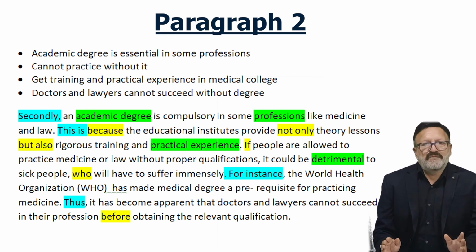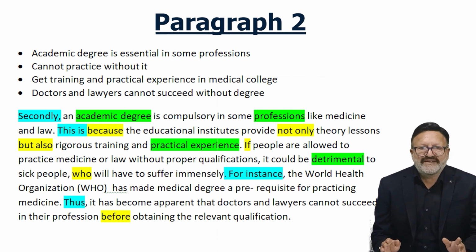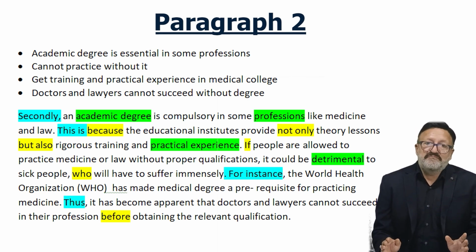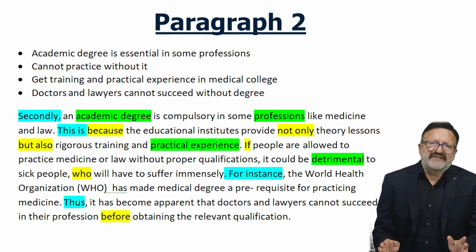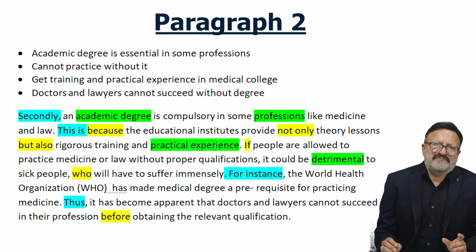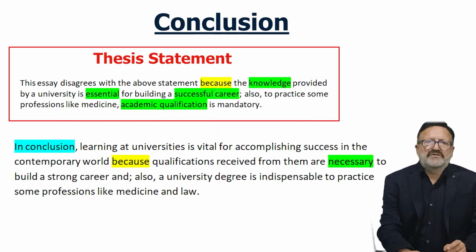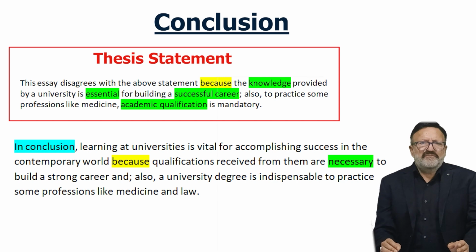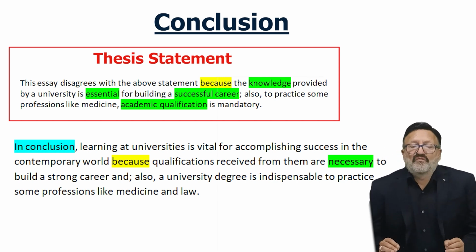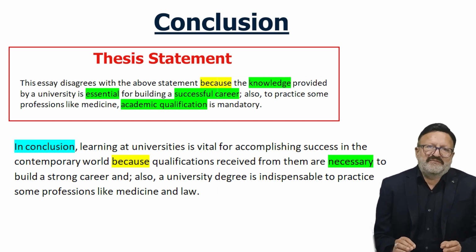So now we can write a concluding sentence. Thus, it has become apparent that doctors and lawyers cannot succeed in their profession before obtaining the relevant qualification. So, friends, you must have seen that the examples that I have used are maybe made up. I call them fast food examples, that you don't have to think much and you can easily build an example on any topic.